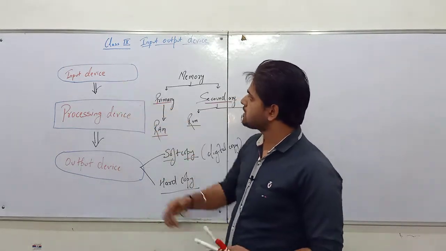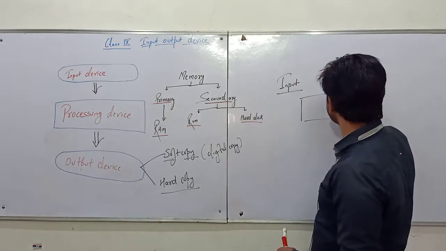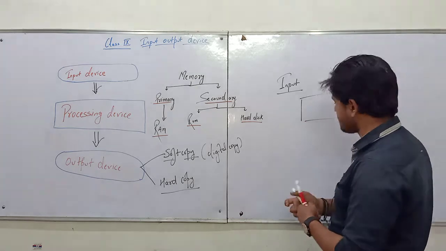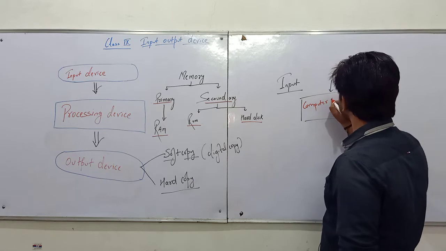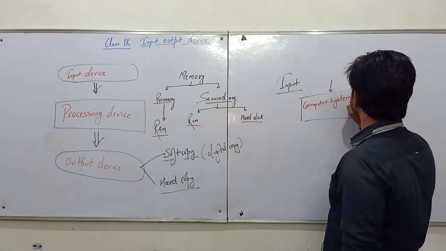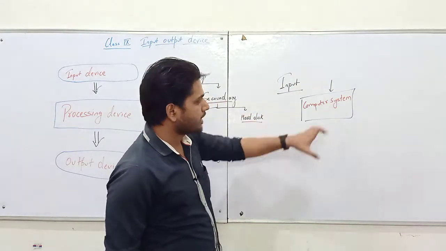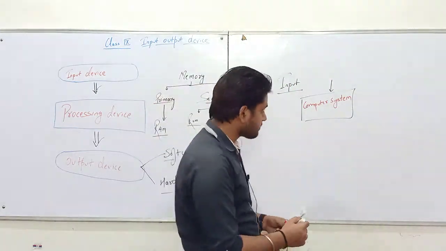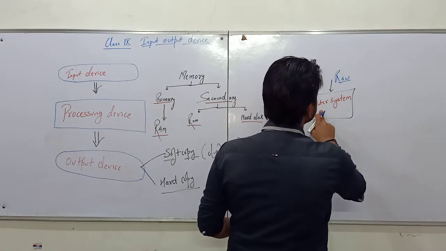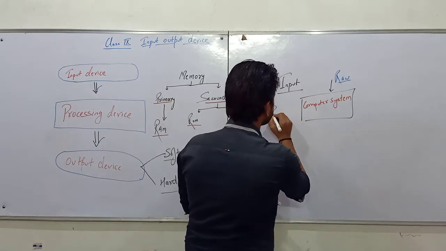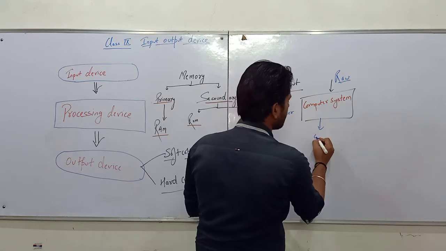Talking about the input device, it's a basic device which is used to insert data inside the computer system for processing. Input devices are used to insert the raw data. What is raw data? They insert the raw data inside the computer system, it is processed by the microprocessor, and then we get the output.